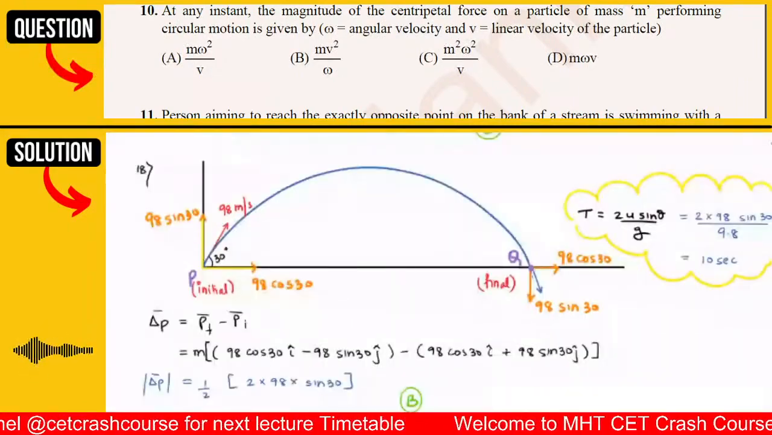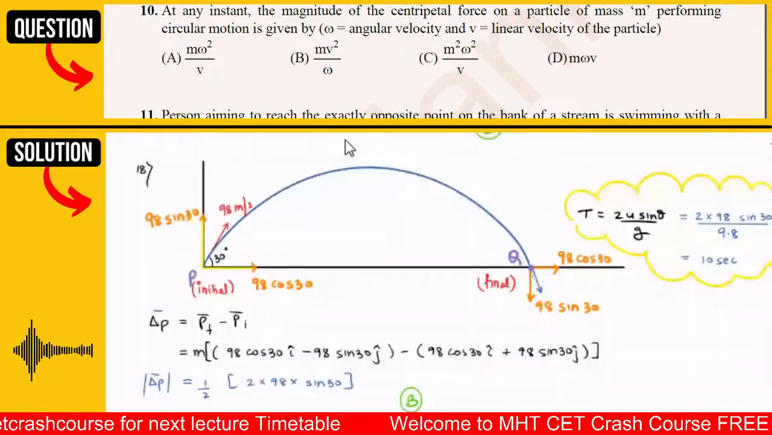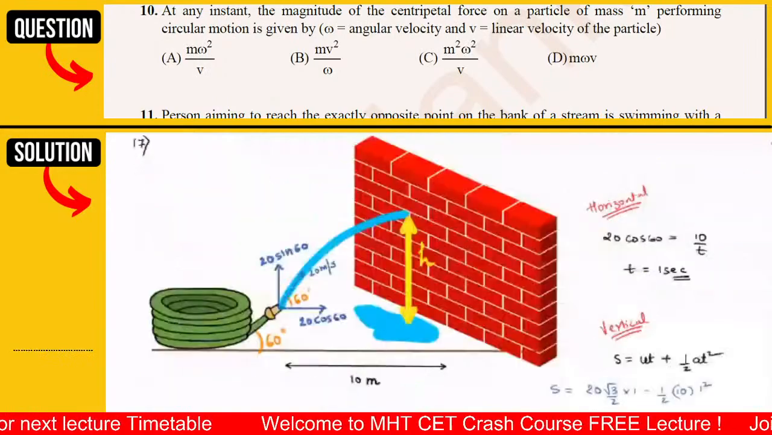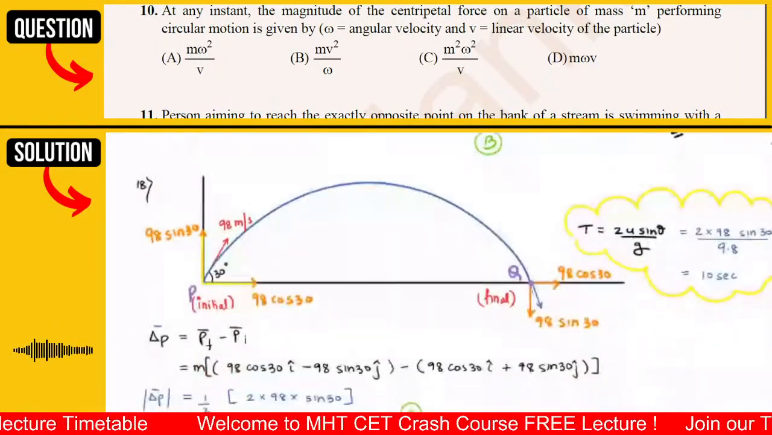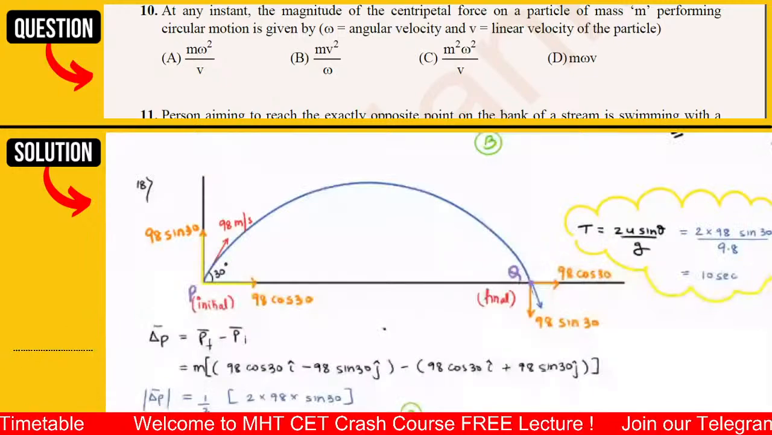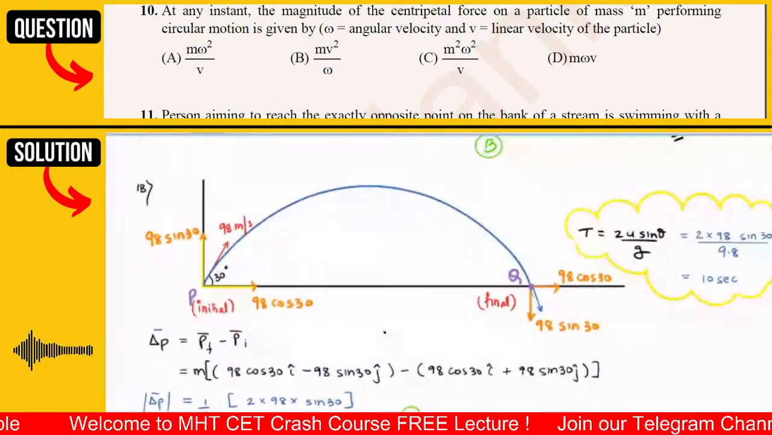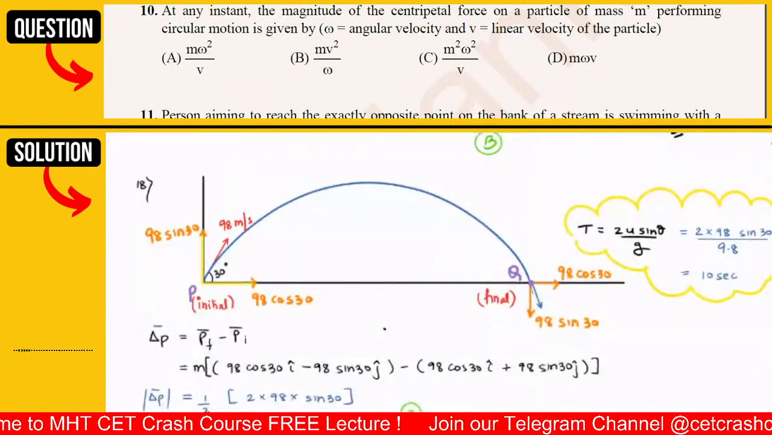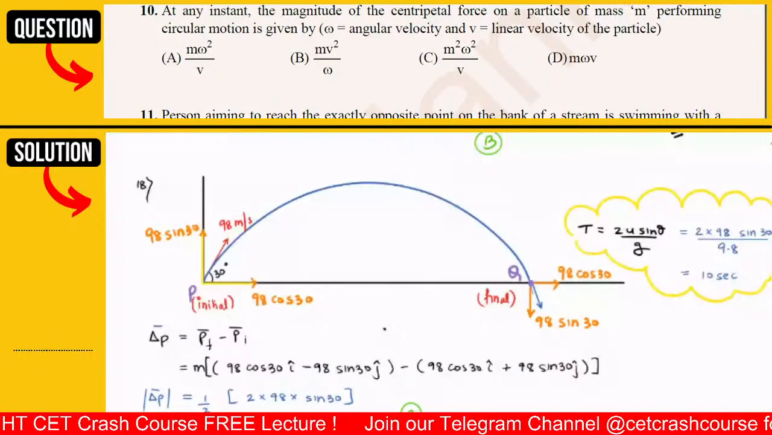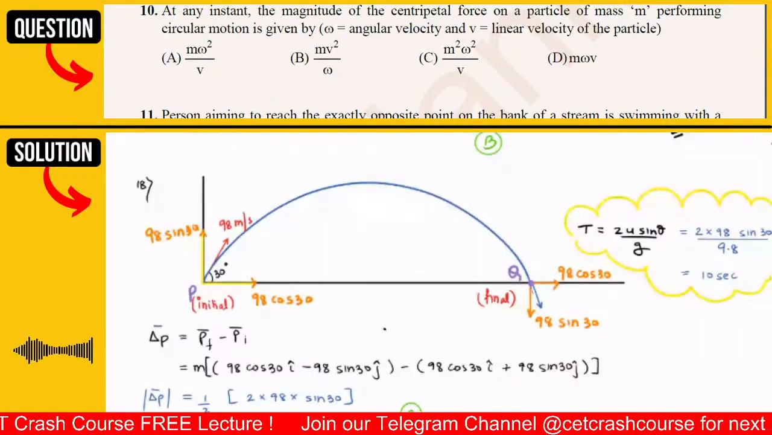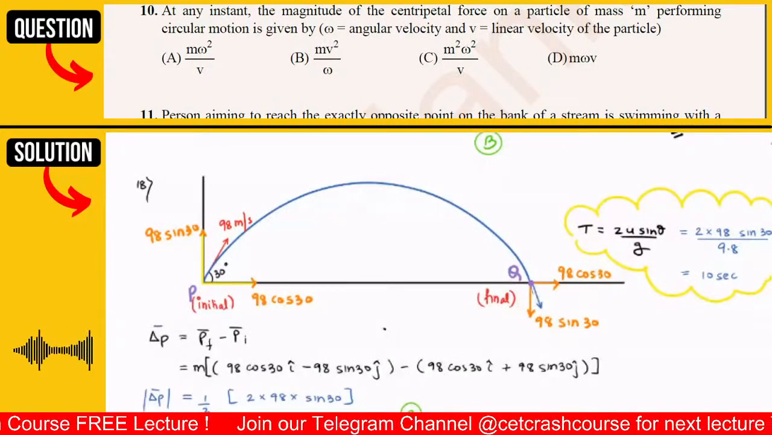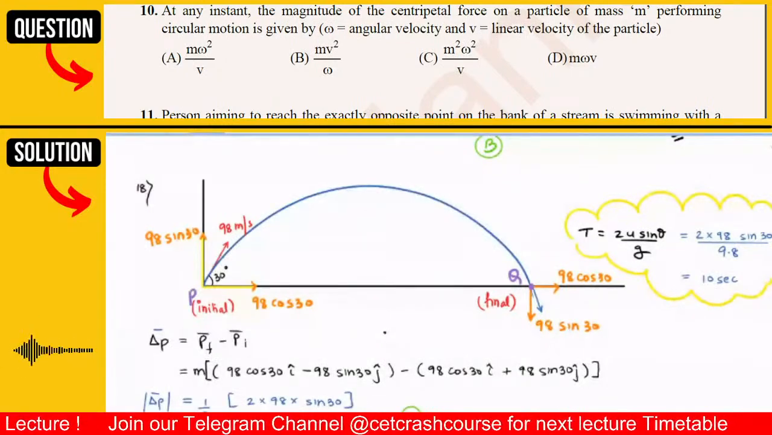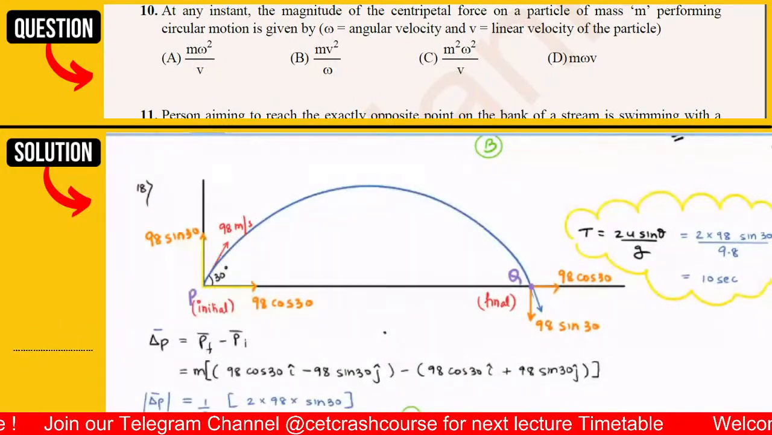So as you can see over here, 98 meters per second, 30 degrees, we have resolved it into two components, cos and sine. And we have to find the change in momentum after 10 seconds. So students, along this entire trajectory, we first have to find where the particle will be after 10 seconds.